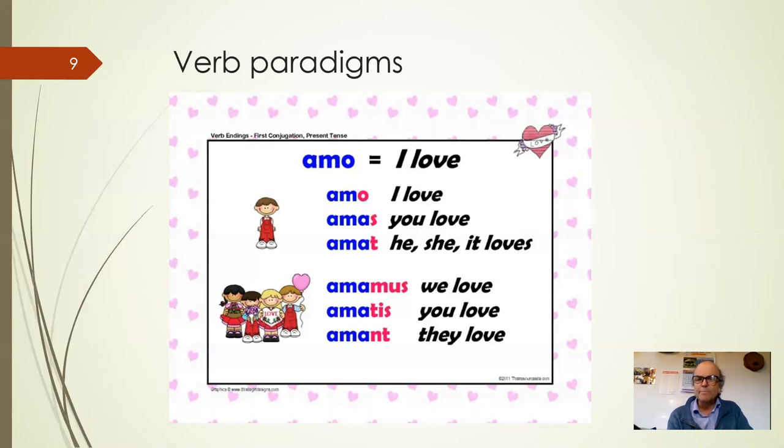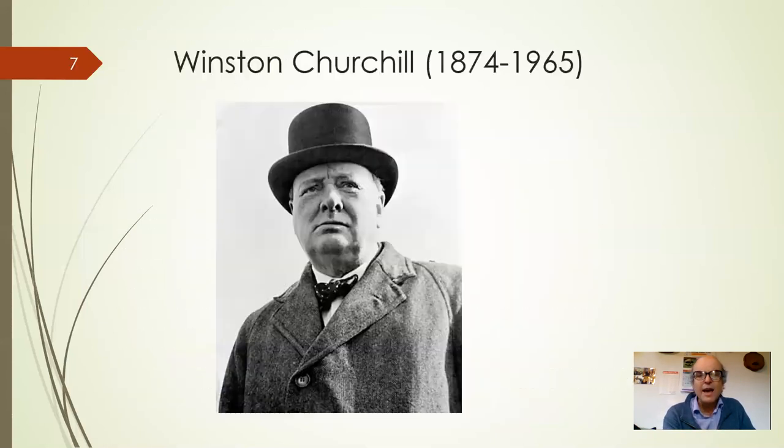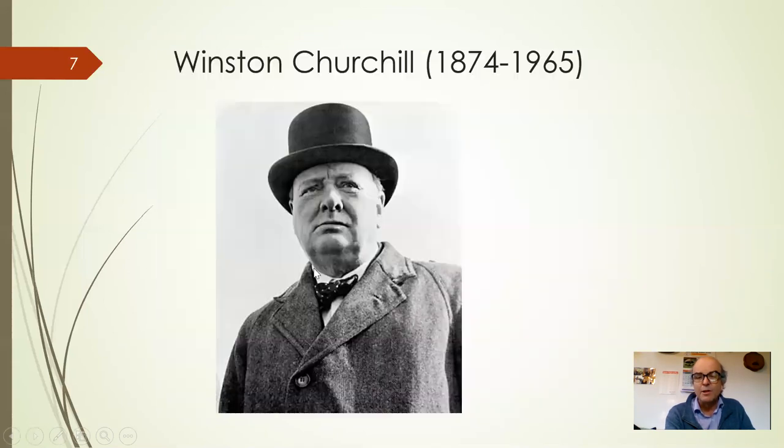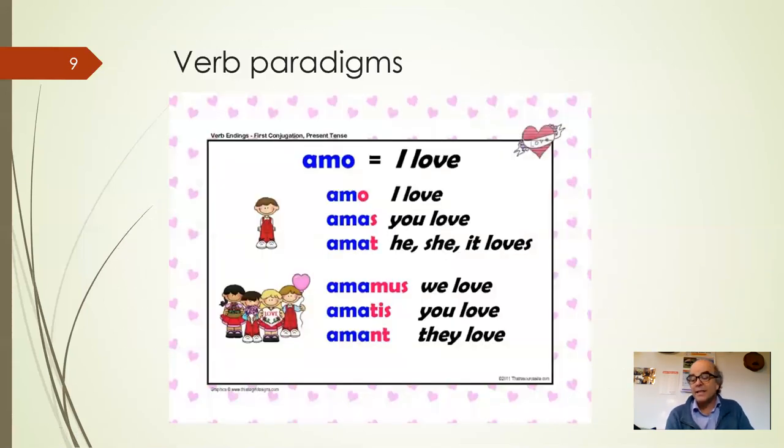Puella must be the subject because it has an A, mensam must be the object because it has an M, and amat is the verb for he, she, or it loves, in this case, she loves. So if we just go quickly back and look again at that, we see that puella is the nominative case or subject case for the word for girl, and mensam is the accusative or object case for the word for table. So puella amat mensam, mensam amat puella, all these mean the girl loves the table.